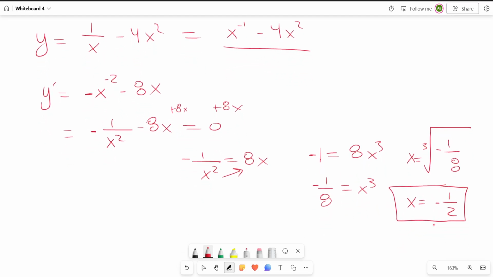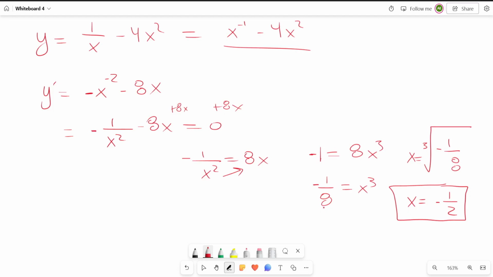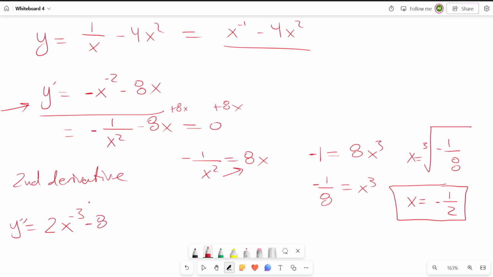Let's right away try to classify this turning point, whether it's a maximum or a minimum. To do that, we need the second derivative, which is basically differentiating the first derivative. So y double dash is the differentiation of this expression over here. It's going to be negative 2 times negative 1, which is 2x, and then negative 2 minus 1 is negative 3, and then differentiation of negative 8x is minus 8. So this is the expression for the second derivative. We can rewrite it as 2 over x cubed minus 8.